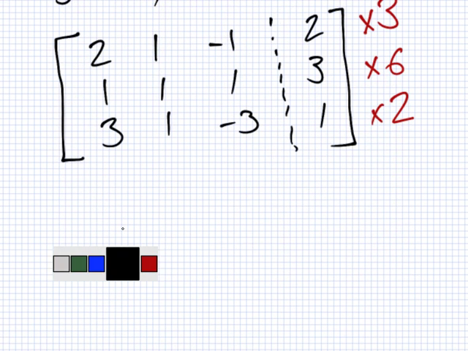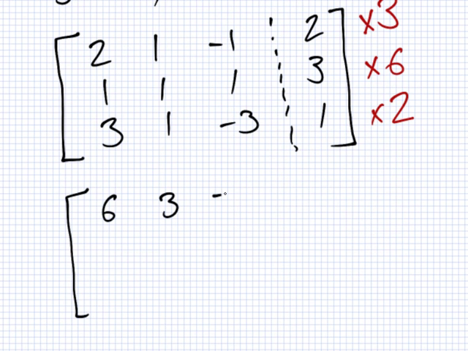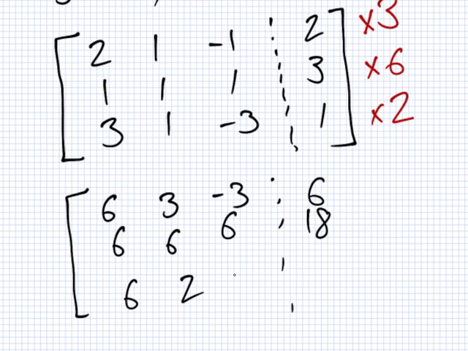Right, so write that down, and then the answer would be 6, 3, minus 3, 6, 6, 6, 18, 6, 2 minus 6, 2. Okay, so I'll just give you a minute to write that down, and then we'll decide on what the next step is.